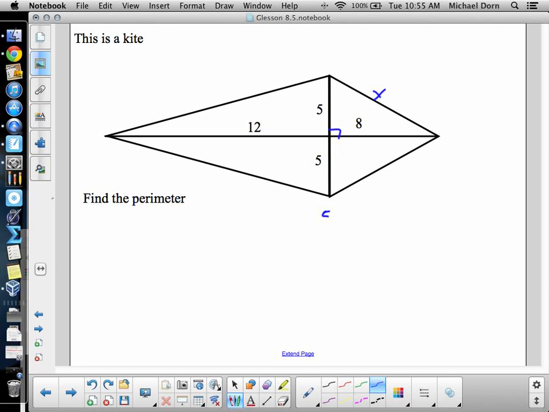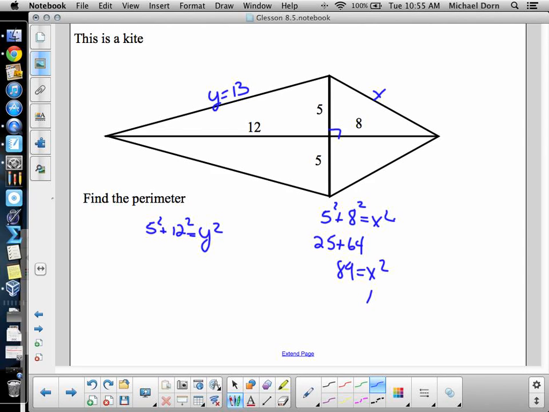So 5 squared plus 8 squared equals x squared. And over here, 5 squared plus 12 squared equals y squared. 5, 12, what is my Pythagorean triple? 13. Okay, so that one's an easy one because of the Pythagorean triple. 5, 8 is not a Pythagorean triple, so 25 plus 64, 89, is x squared. So x is the square root of 89, which doesn't simplify.